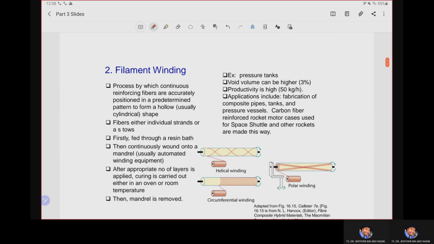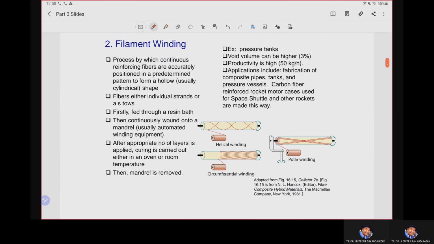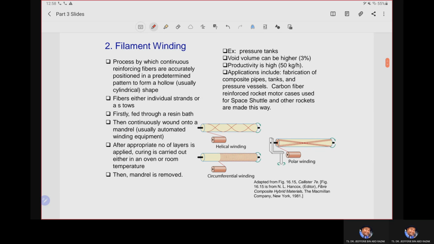All right. The next method to produce composites by the open mold process is the filament winding process. In this process, continuous reinforcing fibers are accurately positioned in a predetermined pattern to form a hollow shape, usually cylindrical. We call this unit a mandrel.